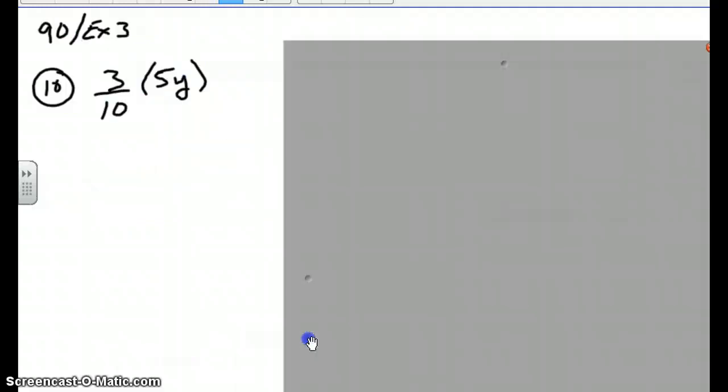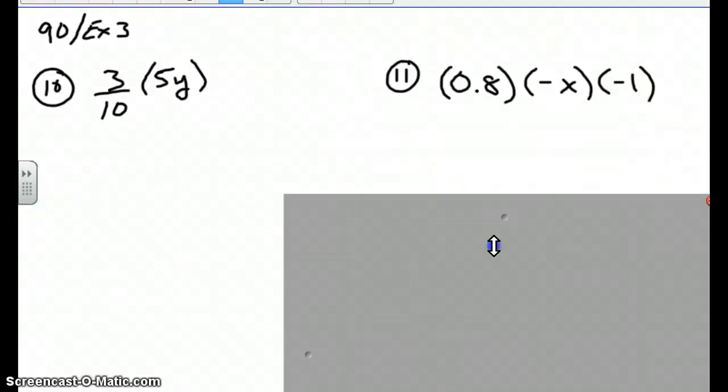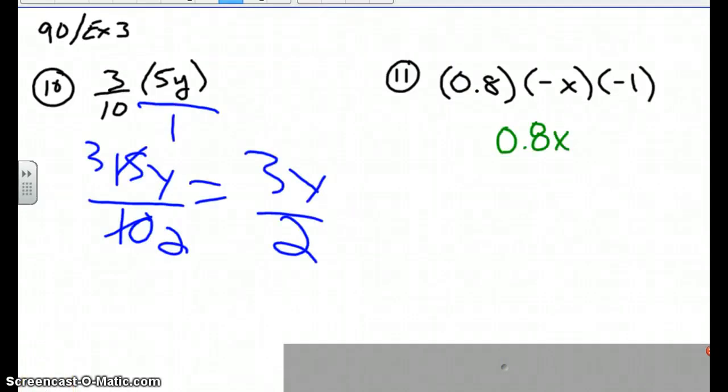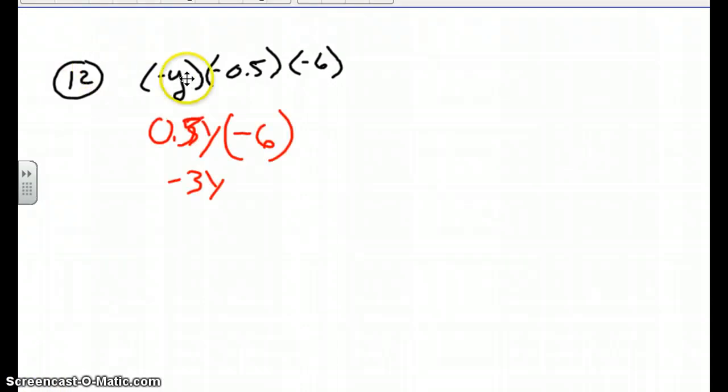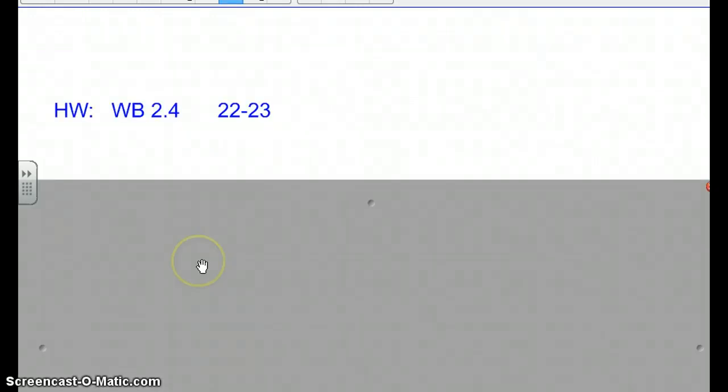Okay? Let's try a few examples. And I'm going to take some volunteers. So if you're at home, then try these and come back and check your work. So we have 3 halves y, or 3y over 2, and 8/10 times x. And I need another volunteer. And, okay, Chris. Okay, so Chris multiplied the first two factors together, giving him positive 0.5y. And then he multiplied that to negative 6, and he ends up with negative 3y. Very nice. And there you go.